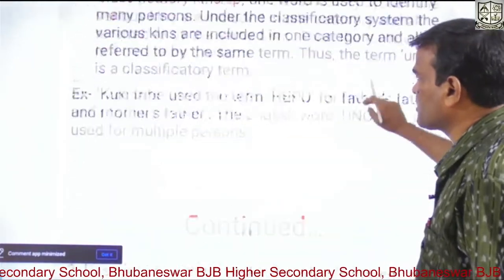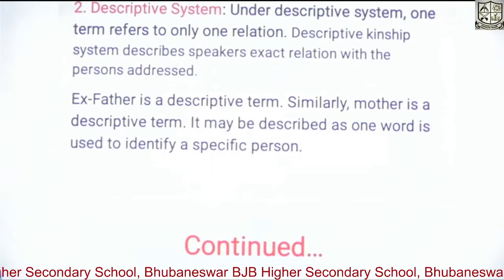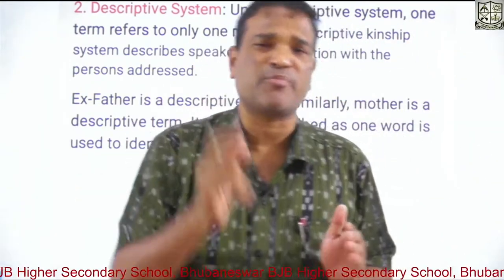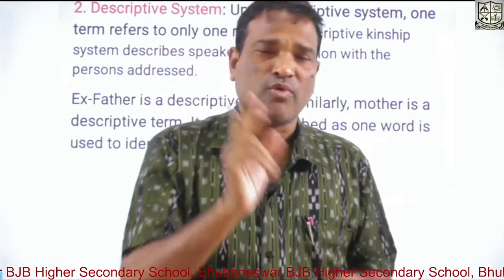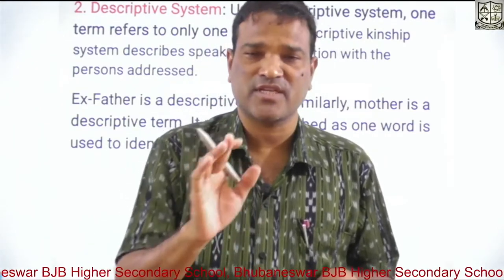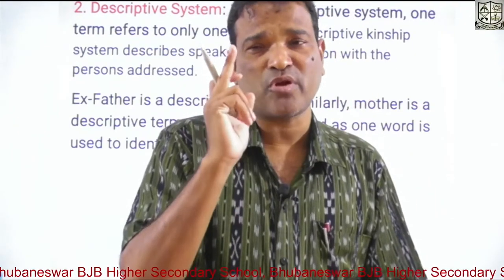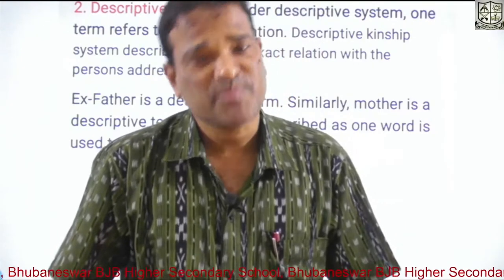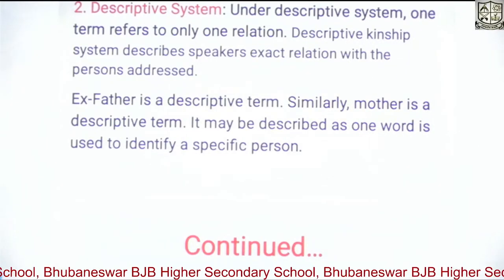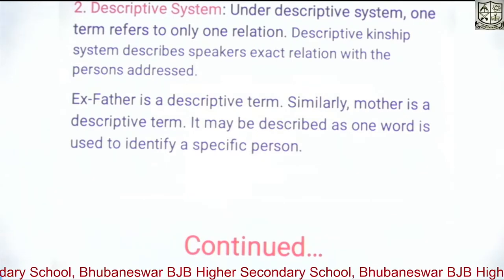Then we come to the descriptive system. Under the descriptive system, one particular specific term is used for a particular specific person. One word is used to identify or denote a particular person. Father is a term that can be used for only a specific person. Mother is also a specific person. So that is called a descriptive system. Under it, one term refers to only one relation. The descriptive kinship system describes the speaker's exact relation.